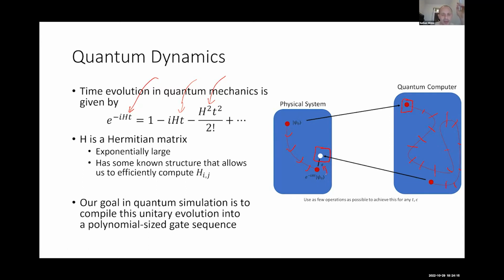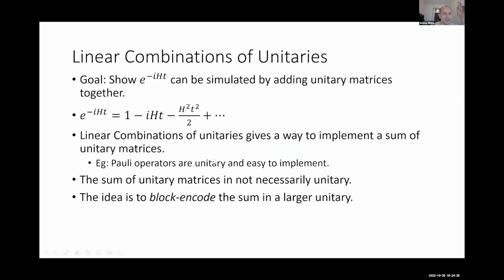Now, the question is, how do you carry out this process of summing the Taylor series that I drew up above? The simple way of doing this is to use this method that is descriptively called a linear combination of unitaries, or LCU. The basic idea is that it gives you a way of implementing a sum of unitaries as a subblock of a larger matrix. And this is what we now refer to in the algorithms literature as a block encoding.